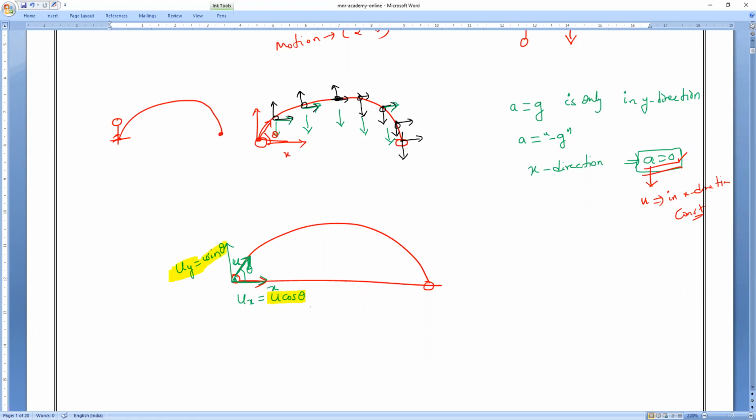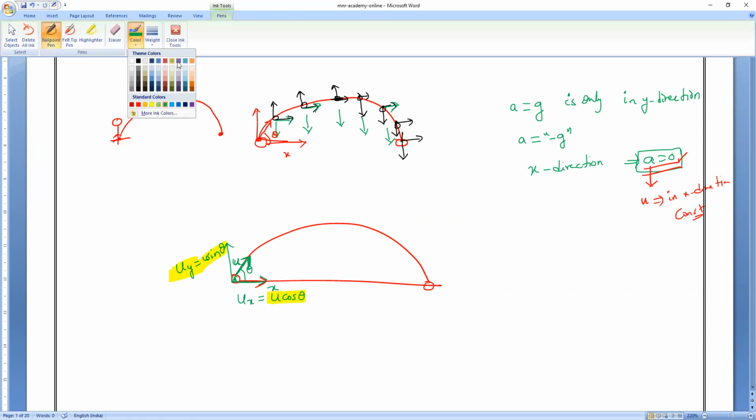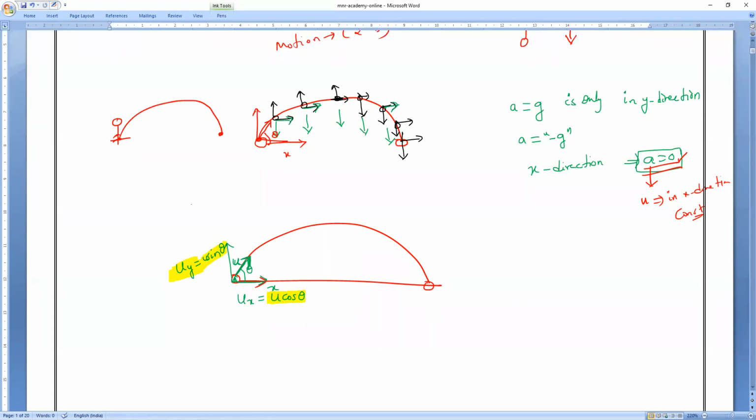The angle between the surface, the x-axis, and the initial velocity, this theta, is what we call the angle of projection, or the angle at which the body is projected. So this is the body, and the angle between the initial velocity and the x-axis we call the angle of projection.